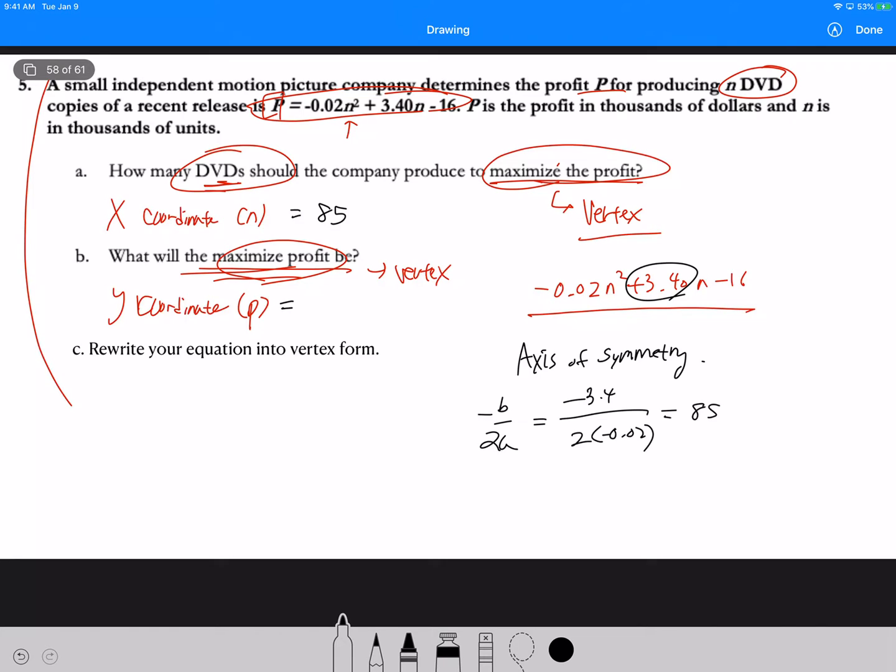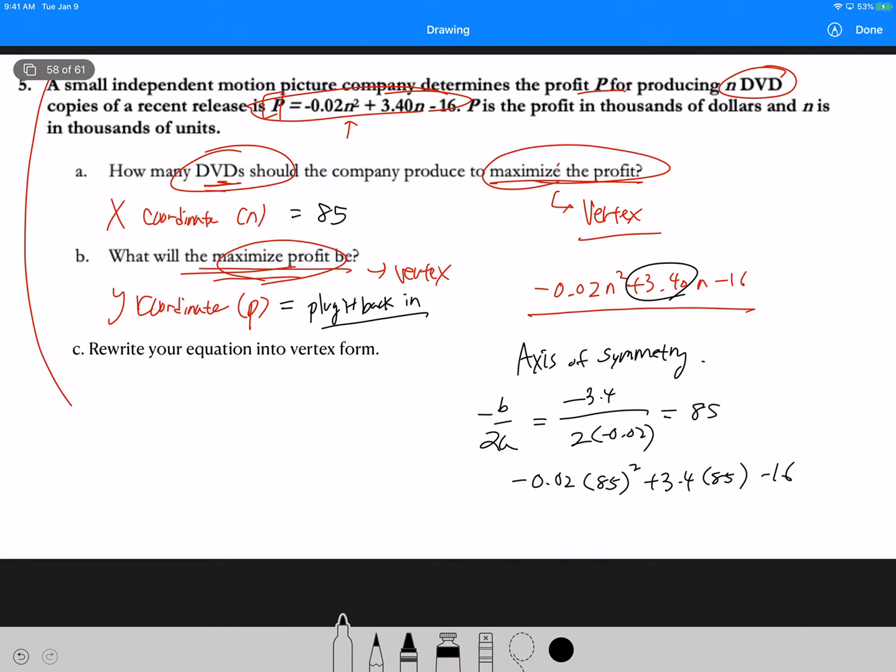Now the y-coordinate of this vertex would be to just simply plug it back in. For the test, if you forget how to find the vertex out of a standard form, that's not good. If there's one thing that I want you to take away from this chapter, it's the quadratic formula, factoring, and those kinds of things, but also looking for the vertex is the key. So I'm going to plug it back into the equation here: negative 0.2 times 85 squared plus 3.4 times 85 minus 16.